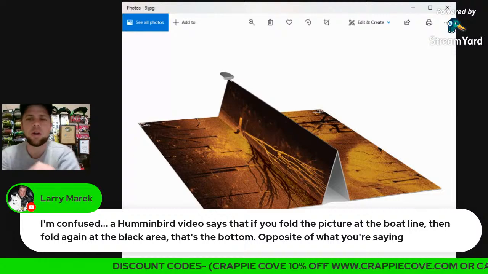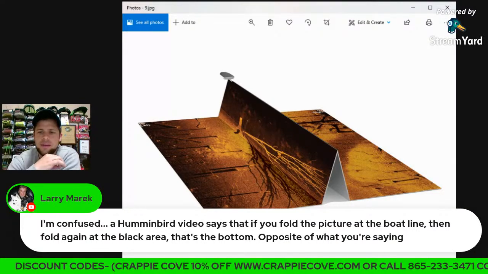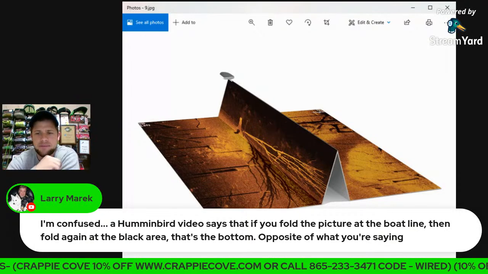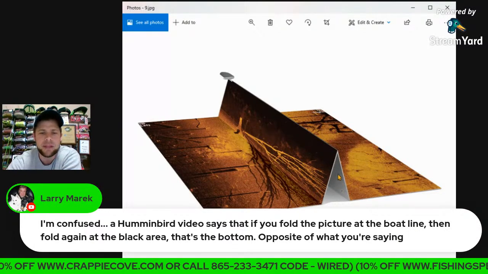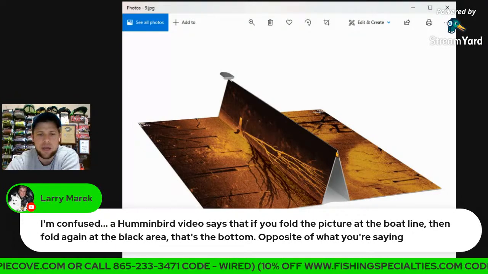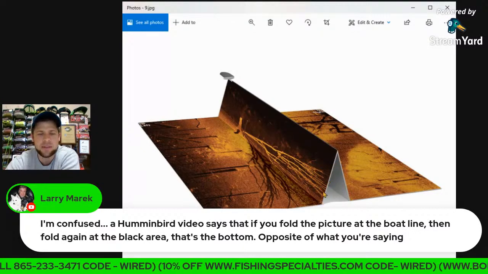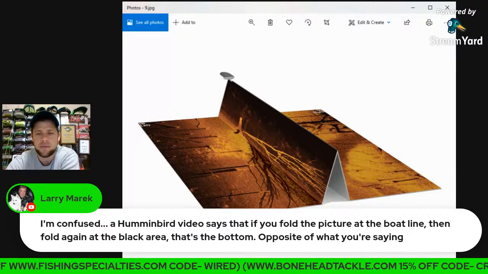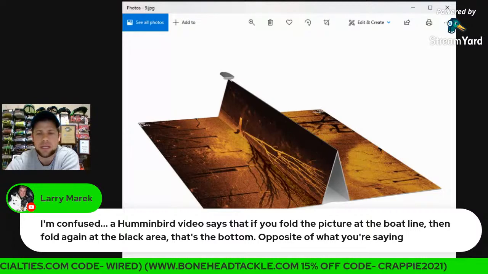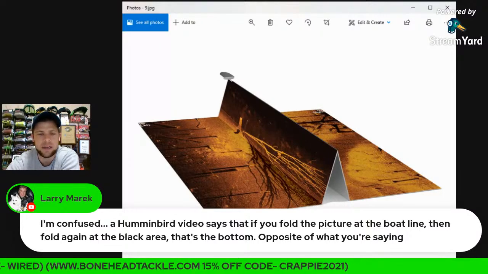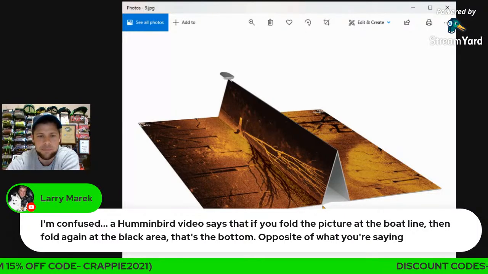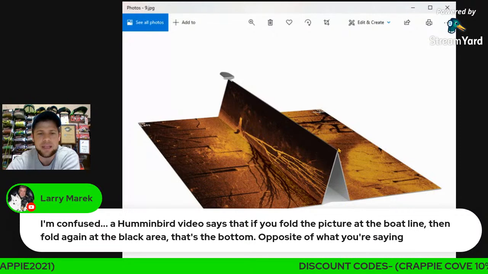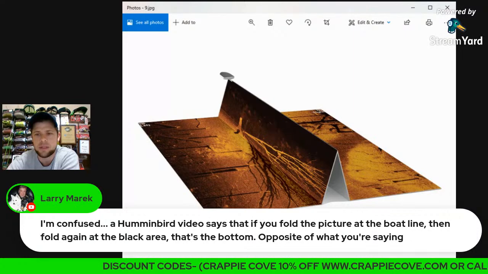Correct, Larry, you are correct in saying that if you fold the picture at the boat line and then fold it again at the black area, but the black area is a cone. The black area, the down image, is not straight down, okay? It is not straight down. It is a cone, all right? Just like in this picture. See how they have that gap in that picture? There is a cone that comes down with that down image. It is not straight down.